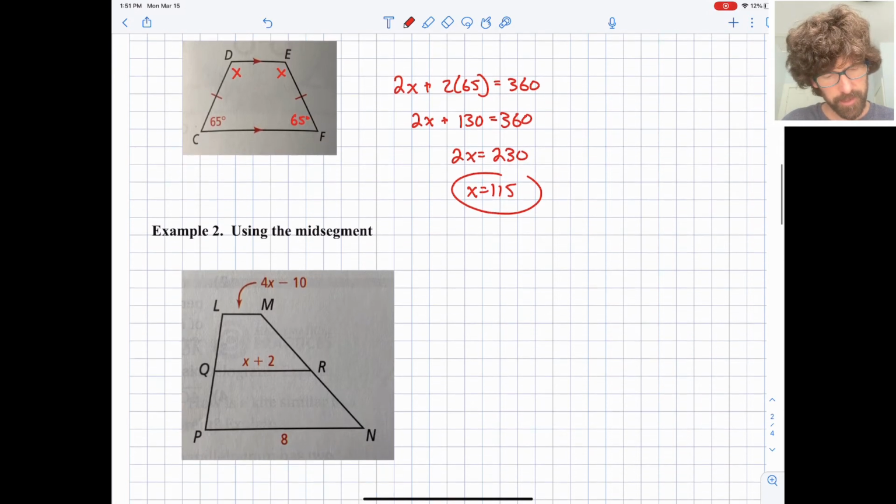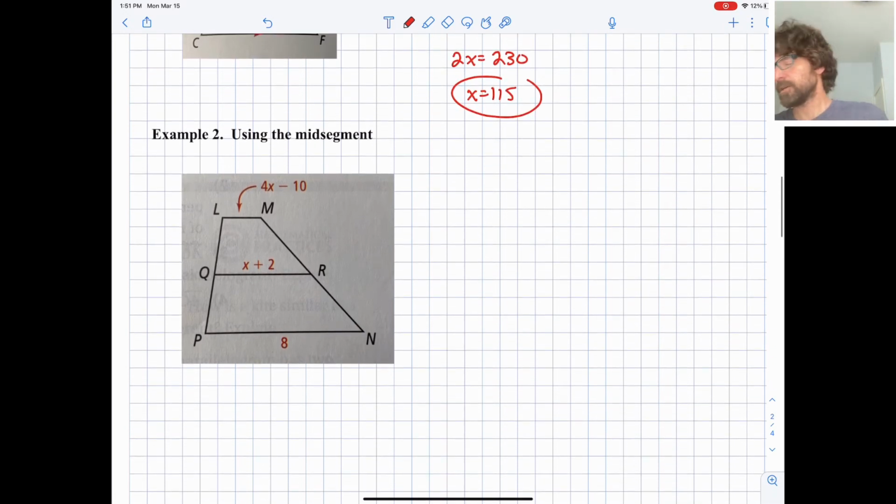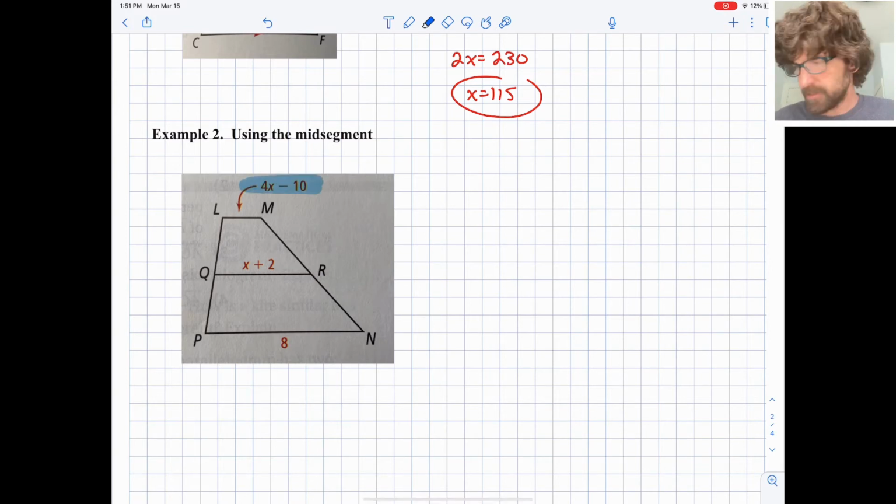Let's use the mid-segment as well here. Okay, so here we have a trapezoid, and we are being told that we're working with a mid-segment. And we have the top length is 4x minus 10, and the bottom length is 8, and the length of the mid-segment is x plus 2.